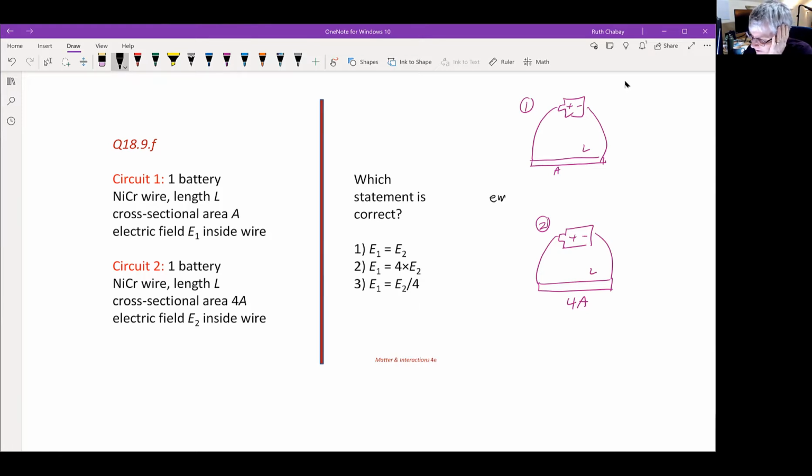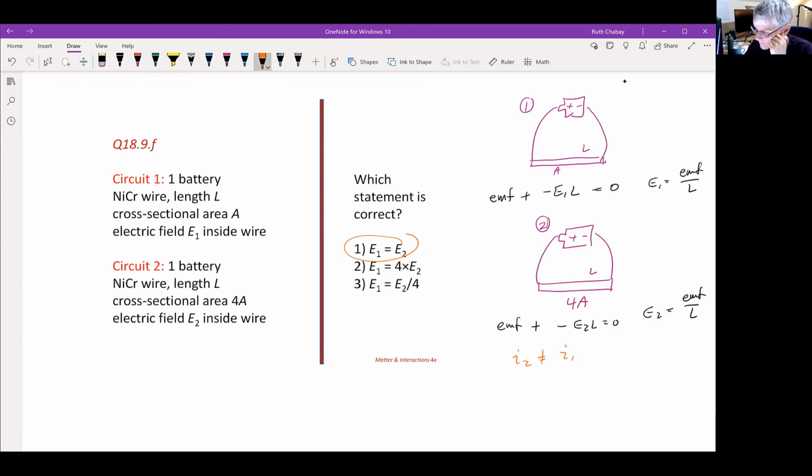So here we've got EMF, here's our loop equation, plus I'm going to neglect the wires, a minus E1 L equals 0. So E1 equals EMF over L. Here I have EMF plus a minus E2 L equals 0. So E2 equals EMF over L. And so the 4 people who actually said that are correct. Now, are the currents the same? No, because a bigger cross-sectional area means a bigger current. So I2 is not equal to I1. In fact, I2 is going to be greater than I1. But E2 equals E1 because it only depends on the length of the wire.